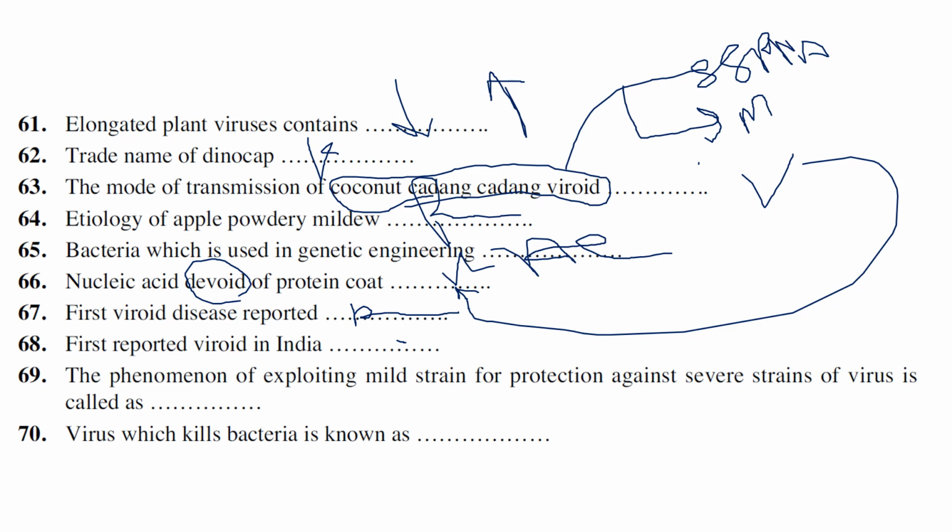If somebody has my book, please mark it right. The answer to question number 68 is tomato bunchy top viroid, not banana bunchy top. Banana bunchy top is actually a virus, okay? Tomato bunchy top viroid is the answer.